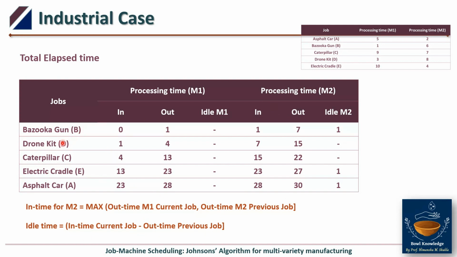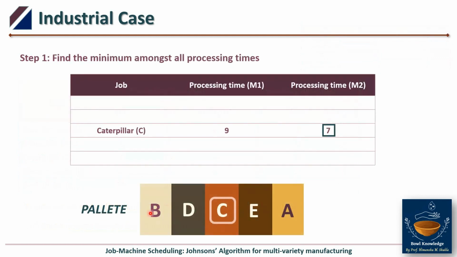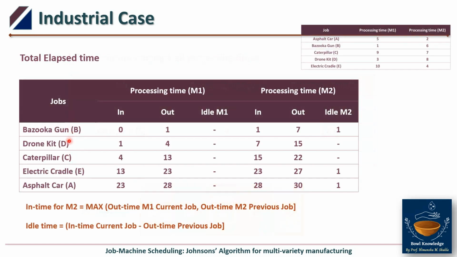So how to fill this table? Our sequence is B D C E A, which we got from the pallet. This is not our sequence; this is our sequence, B D C E A. You can see it here. First we arrange the jobs as per the sequence of the pallet. Then for the first job the in time will definitely be 0, as it will start immediately. Now how much is the processing time of product B for machine 1? We can see here it is 1. So if the in time is 0, what will be the out time? In time plus processing time. So 0 plus 1 will be the out time.